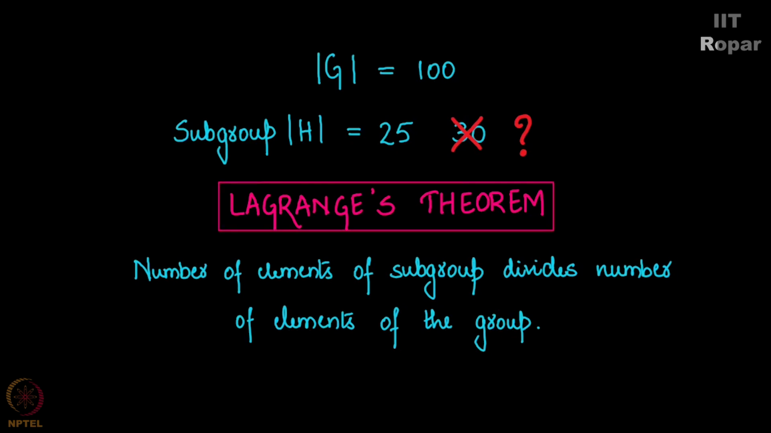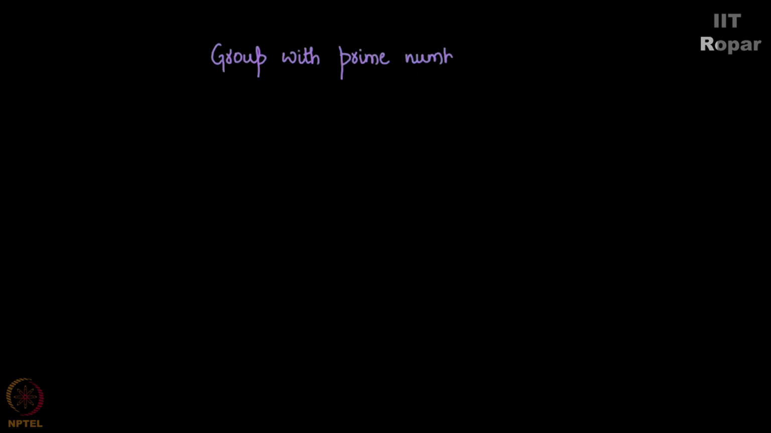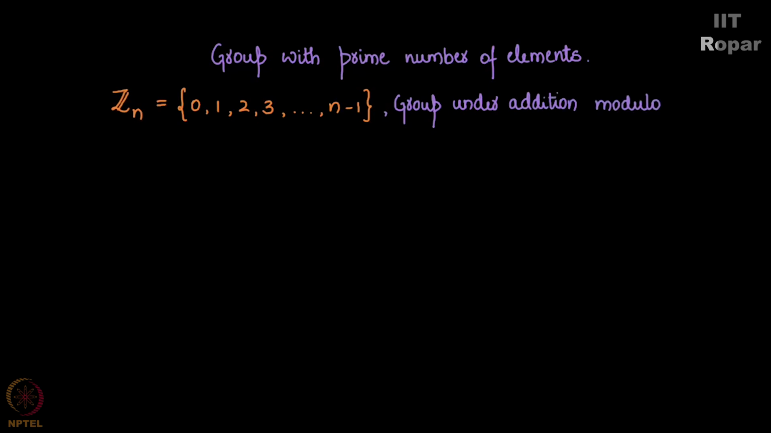Take a group with a prime number of elements. We discussed Zn a while before, which is the elements 0, 1, 2, 3 up to n minus 1, and this forms a group under addition modulo n. If you take Zp instead of Zn, it of course forms a group and it has p elements, where p is a prime number. So let's say we take Z23. It has 23 elements and forms a group under addition.